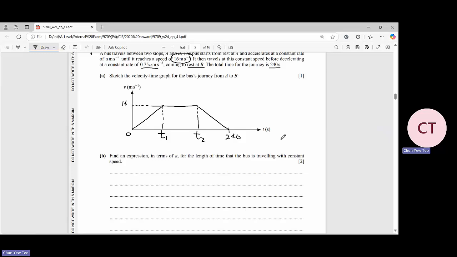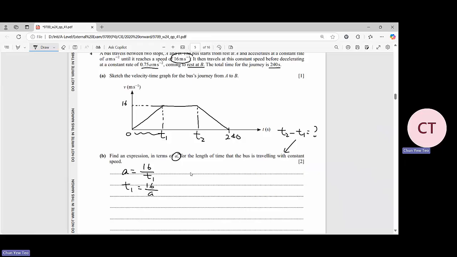Now we're going for part B. Find an expression in terms of a for the length of time that the bus is traveling with constant speed. Okay, so we want to know T2 minus T1 in terms of a. So this is the question for part B. What you can do is that for the first stage over here, we know that the acceleration is 16 over T1. Okay, and our T1 is 16 over a. That is the first stage.